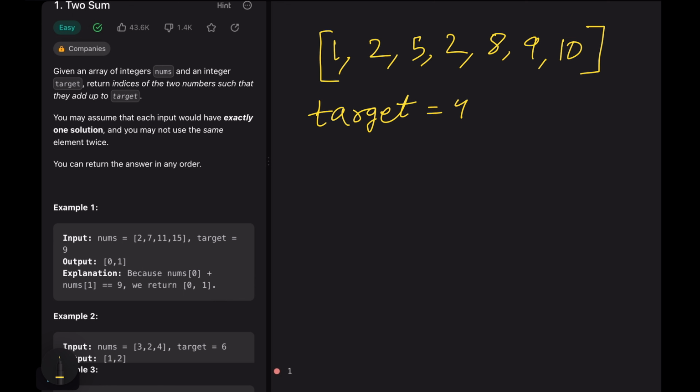Okay, so our solution should be 1, 3, right? The indices of the occurrence of the elements, which is the first 2 and the second occurrence of 2. Okay, but if we store it in a hash map, we will be storing 1, 0, 2, 1, 5, 2. Then when 2 comes again, this 1 will be replaced by 3, right?